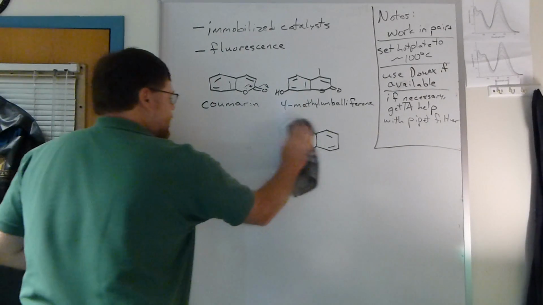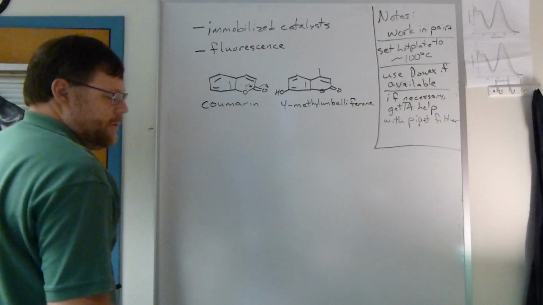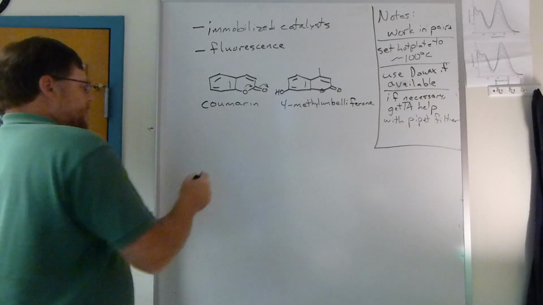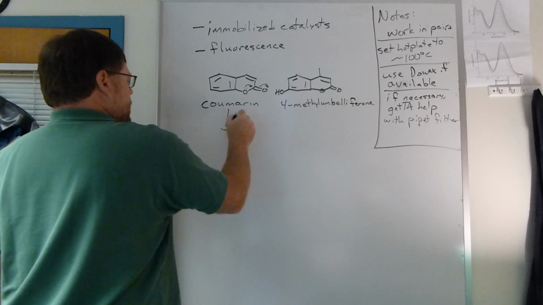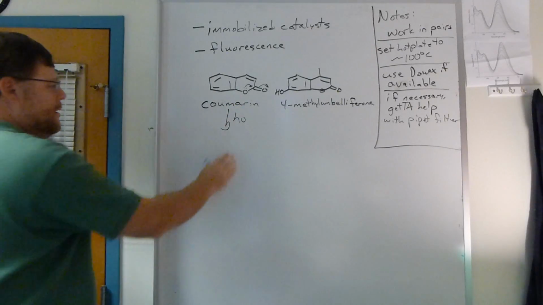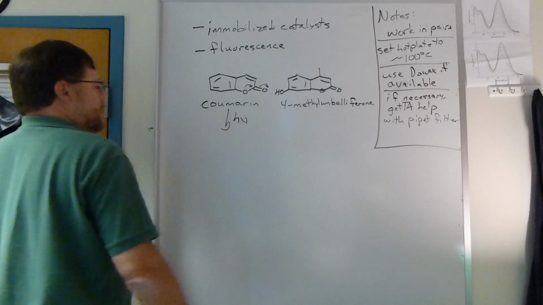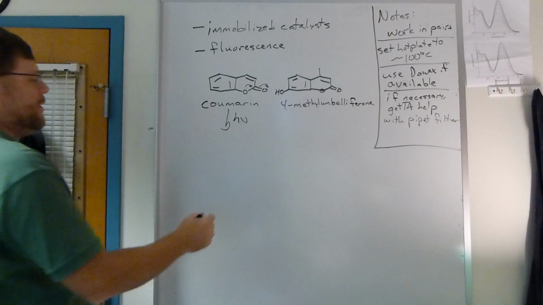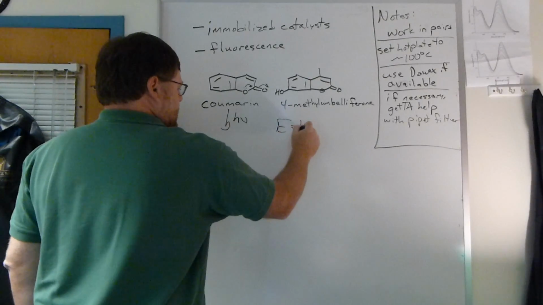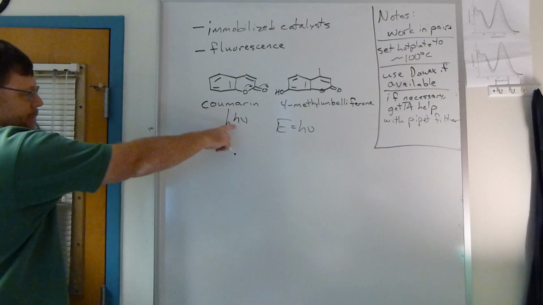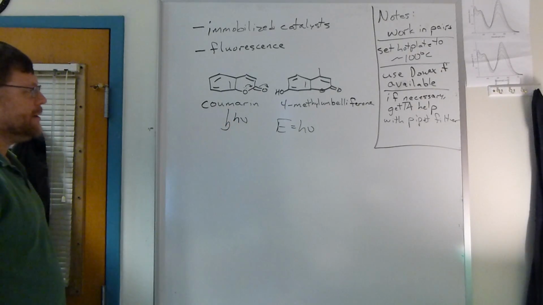I'm going to go ahead and erase down here. So, when something fluoresces, if we take coumarin and shine light on it, h nu, you might be familiar with this equation from physics. The energy of a photon is equal to Planck's constant times the frequency of the photon. A lot of times in a photochemical reaction, you'll simply see light represented by h nu.